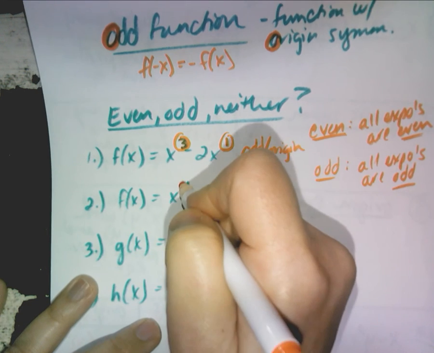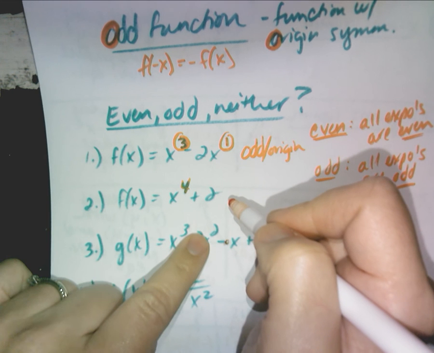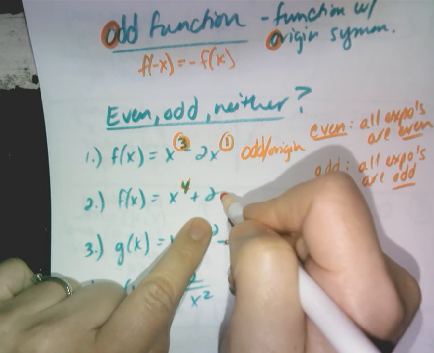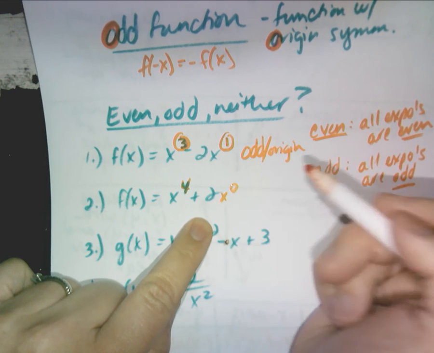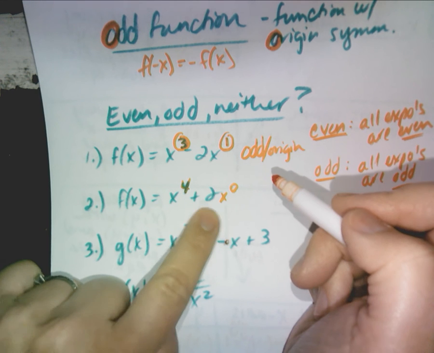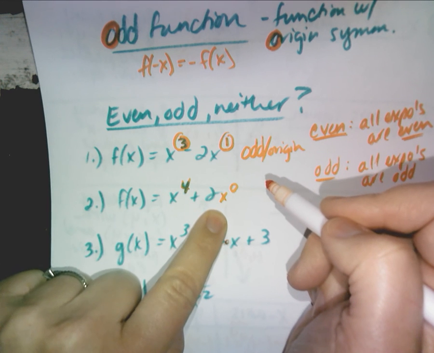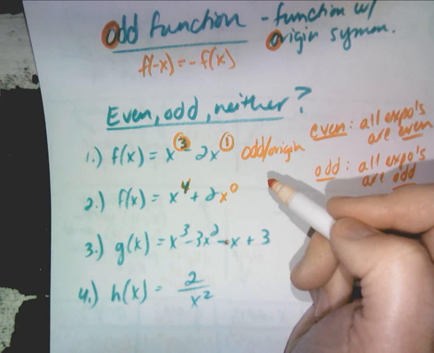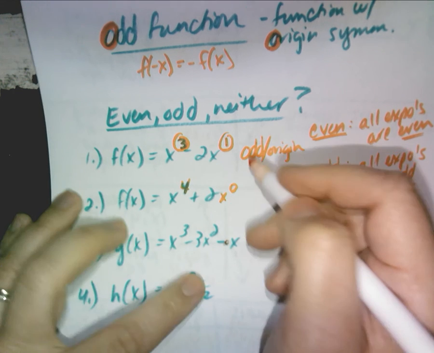This one has a 4. Oh, this one doesn't have an x. Well, yes, it actually does. It is x to the 0 power. When you don't have an x, you actually do. You have an x to a 0 power, because anything to the 0 power is 1. 1 times 2 is still 2.